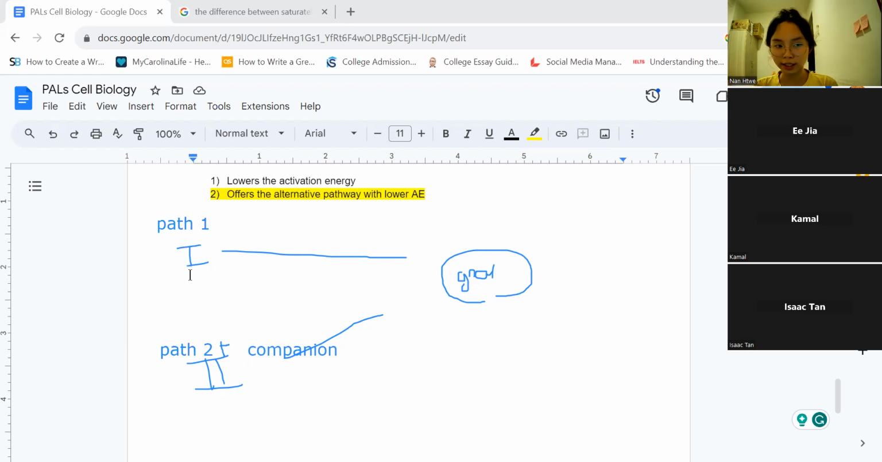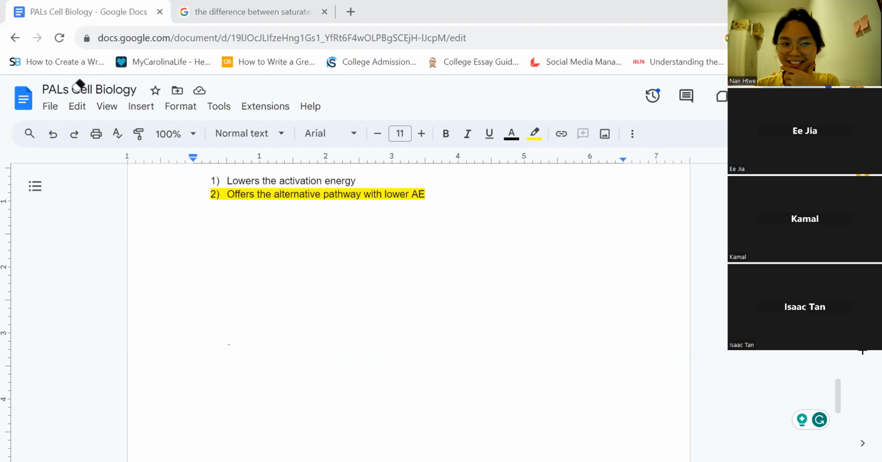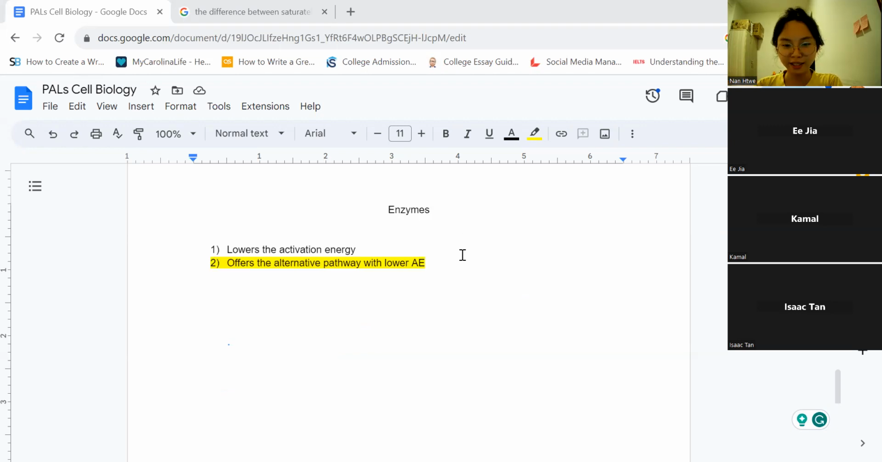So what I want to say here is that activation energy is actually not lower if we use the enzyme. The enzyme just offers the pathway to reach the same goal. Does it make sense? Is everyone clear? Okay, good. You can ignore the example if you don't understand it. Sometimes the example I give might confuse more. So just stick to this one: it just offers the alternative pathway with lower activation energy.